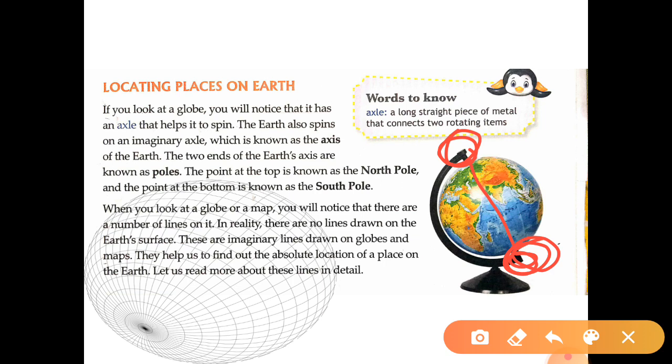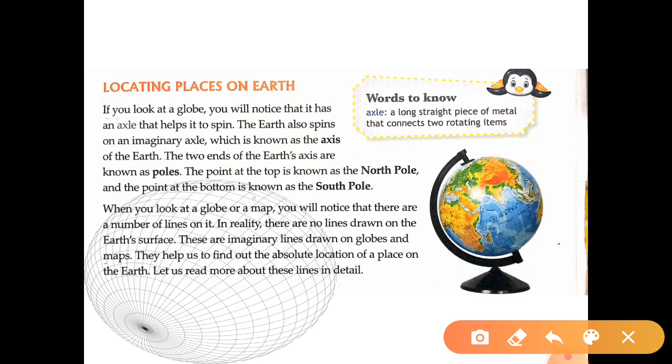When you look at the globe or a map, you will notice that there are a number of lines on it. Yes, you can see here also, there are a number of lines, latitude and longitude lines, or vertical and horizontal lines. In reality, there are no lines drawn on the Earth's surface.